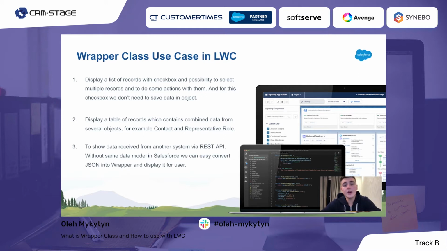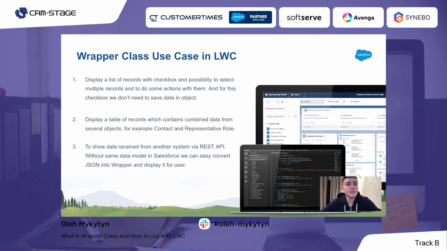But when you build a wrapper which will contain some merged fields from one object and from another object, you will just have your special object type, which will contain fields from both objects, and with some Apex functionality we can populate it and then show it in our component. So it's very useful.